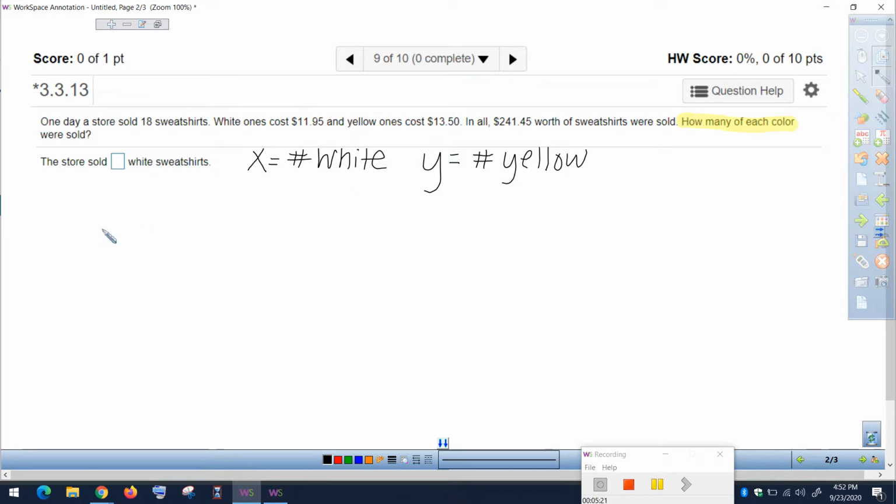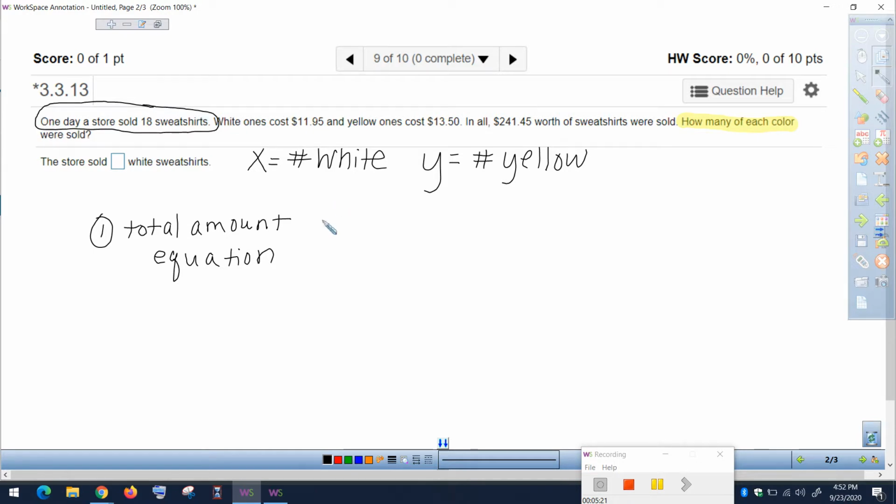We are going to set up the same two types of equations that we did in the last problem. So we're going to start with our total amount equation. And that clue is given to us in the very first line. One day, a store sold 18 sweatshirts. So the total number of sweatshirts, x plus y, must equal 18.